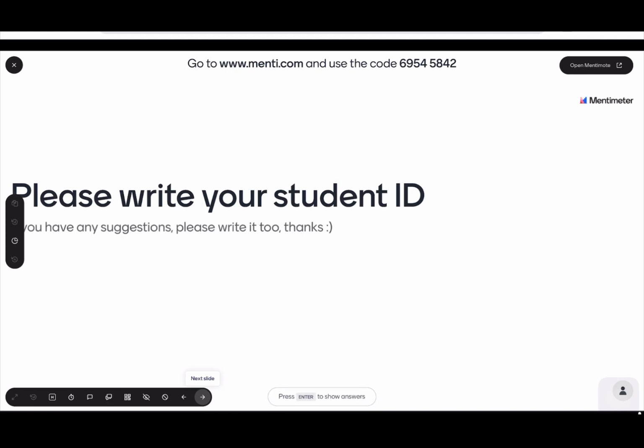Just write your ID, and if you have any suggestions. I think we are not really focusing too much on the reaction synthesis, but the basics you need to know. You need to know, because there are many reactions. Just focus on the ones that I draw. Okay, I think that's all for today. See you next time.